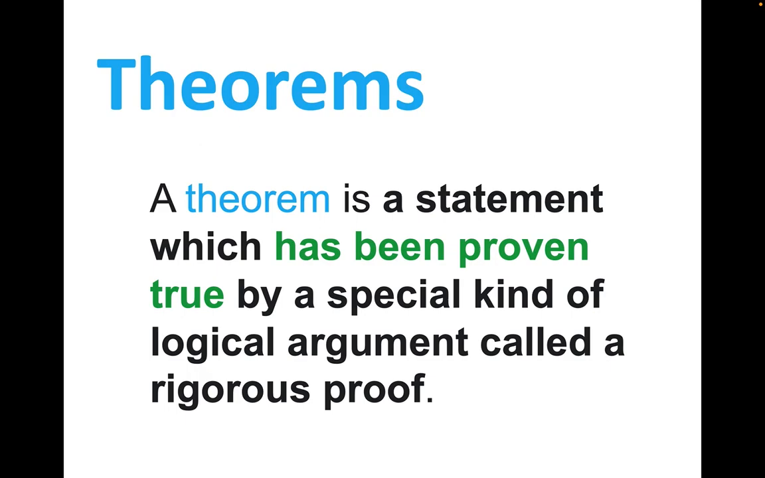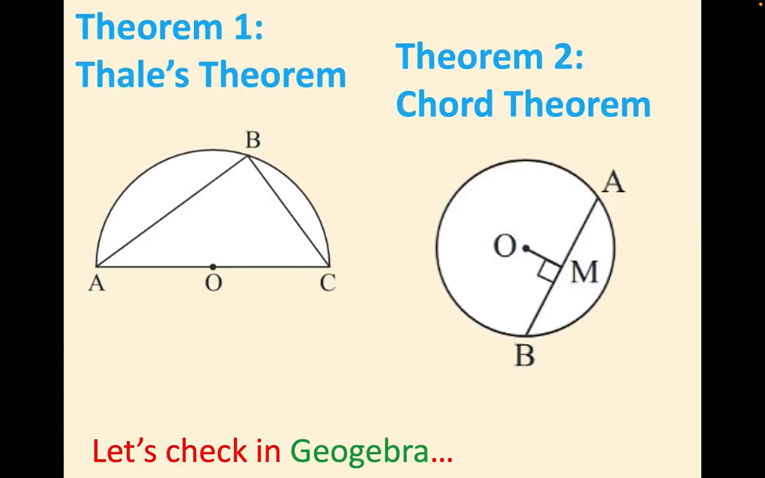We're continuing our journey through many theorems. Just a reminder, a theorem is a statement which has been proven true by a special kind of logical argument called a rigorous proof. So the two theorems we've seen so far are Thales' theorem, the one about a semicircle and the angle within that semicircle that opens onto the diameter. And we've seen theorem 2, the chord theorem, the one where we have a chord and the radius perpendicular to that chord. Let's look at both in GeoGebra just to remind ourselves what these are, because as we start to pile up more and more theorems, it's good to go back sometimes and remind ourselves of the ones we know.